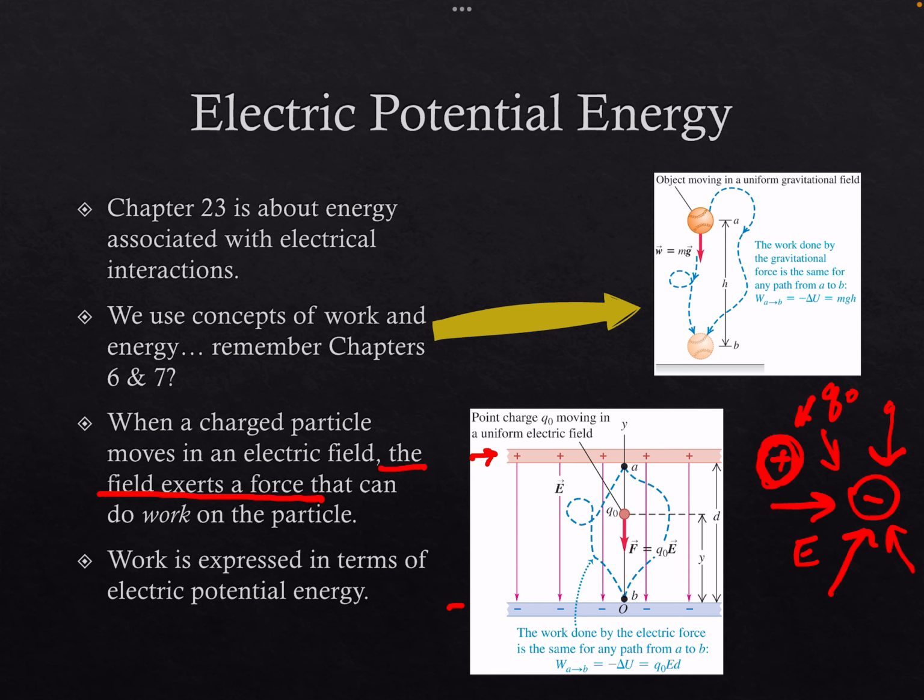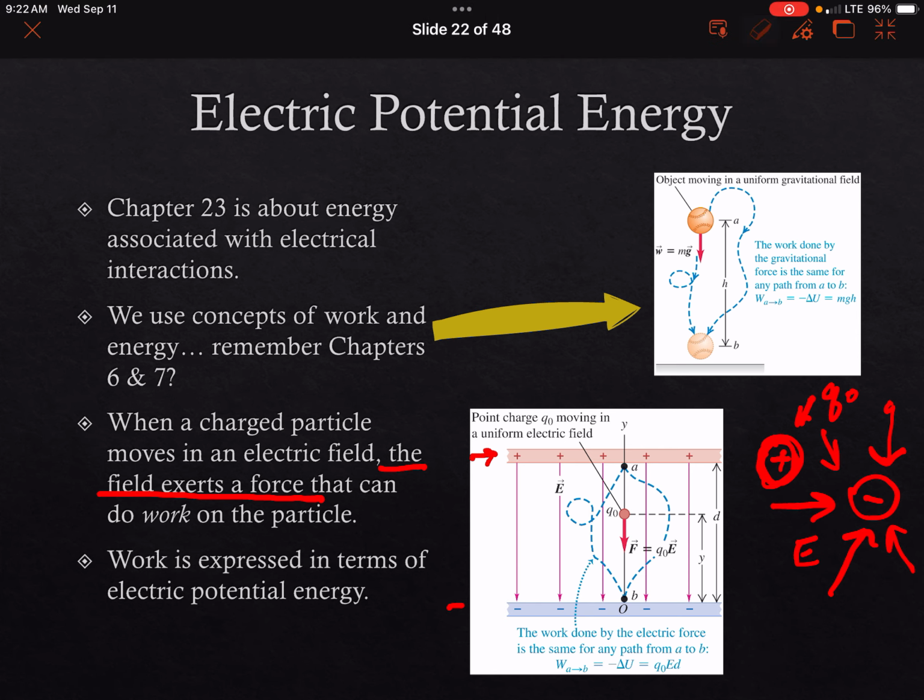What we're going to talk about is the fact that the field, E, is going to do work on the particle. And this force is a conservative force. The fact that it's a conservative force means that we can express the work in terms of electric potential energy. These are all concepts that we've already learned about in the scenario of objects with mass in a gravitational field. Now we're going to be talking about particles with charge in an electric field.